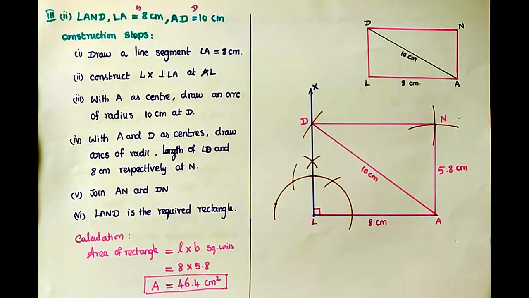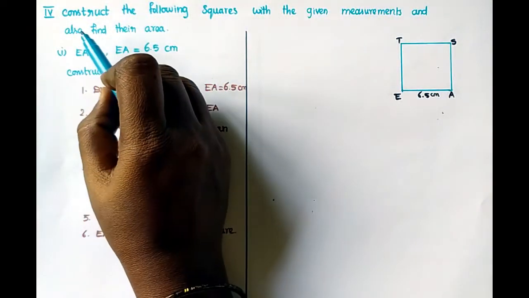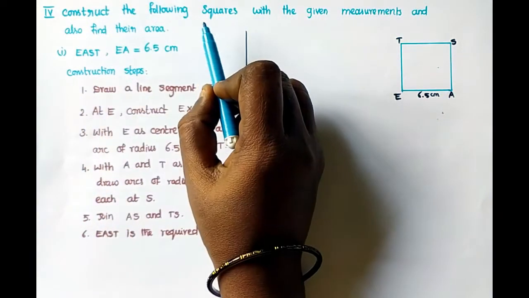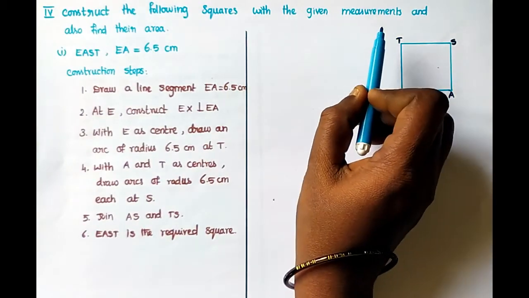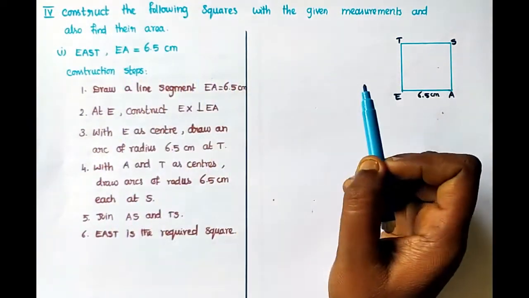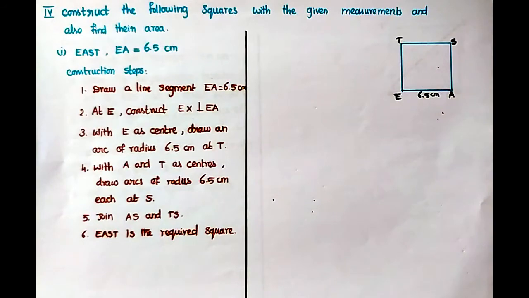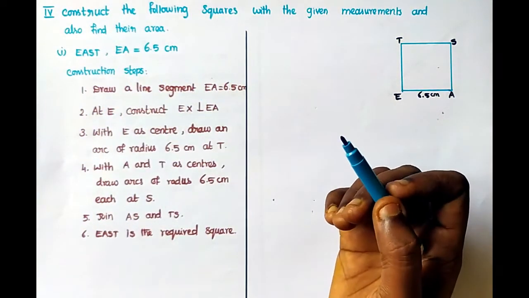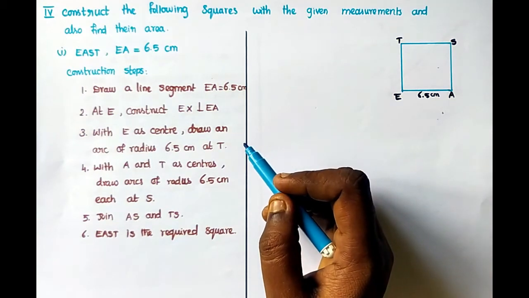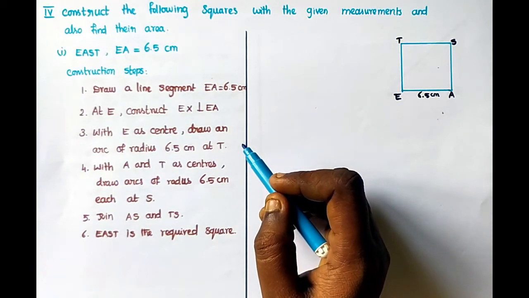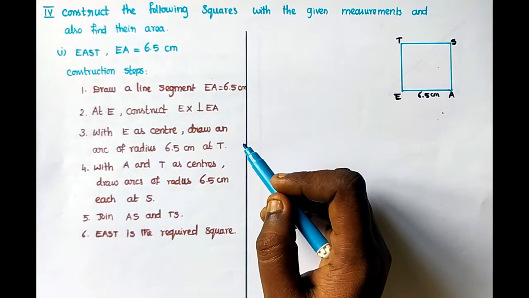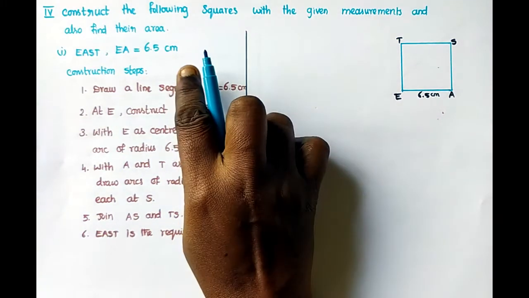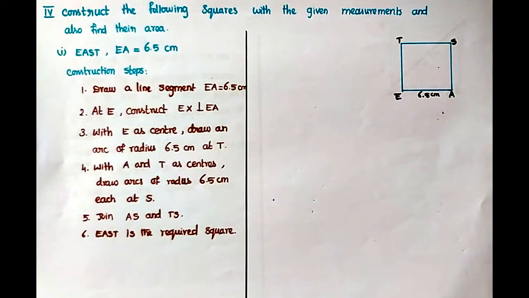That is the answer. Now the fourth Roman number. Construct the following squares with the given measurements and also find their area. First subdivision, EAST. EA equal to 6.5 centimeter. Square means all the sides are equal. So the given one side, from that we have to construct the square.